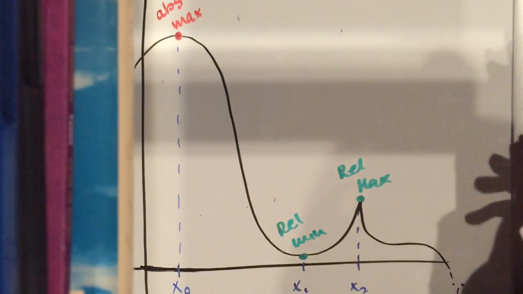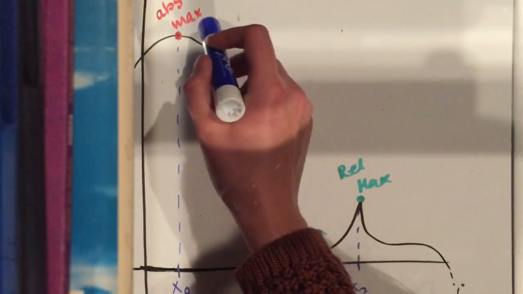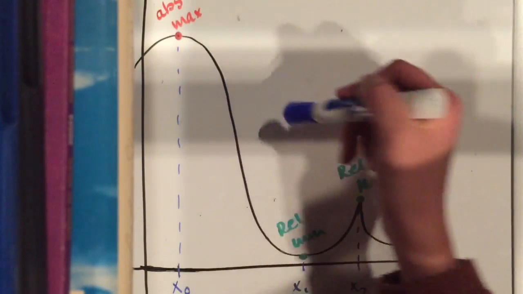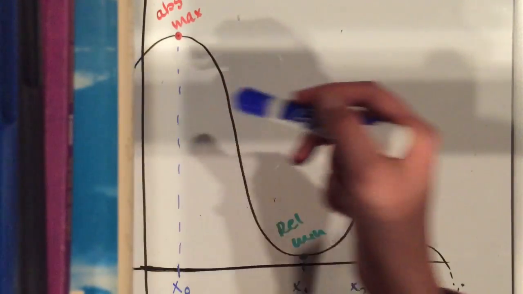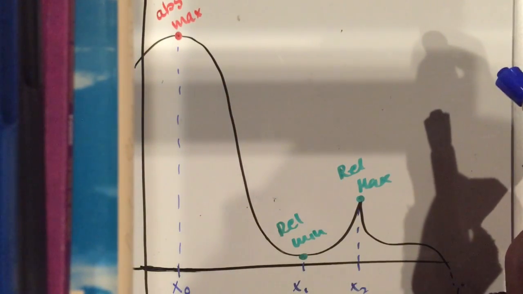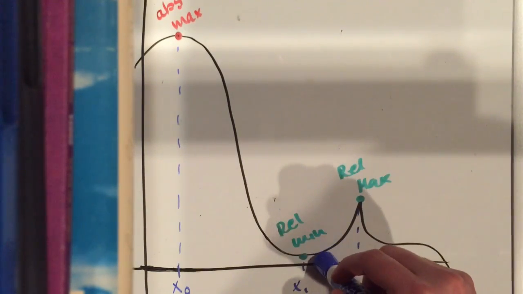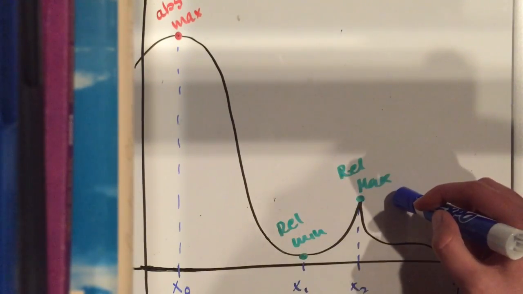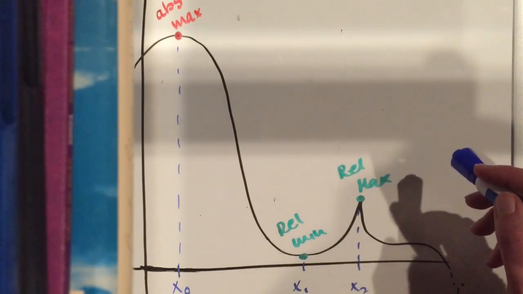Absolute maxes and mins are at the highest and lowest points on the graph. So for example, this point is an absolute max, and there's no absolute minimum because this graph just continues on forever in the negative land. And also this is a relative min, and this is a relative max. Any hills and valleys in between are known as relative extrema.